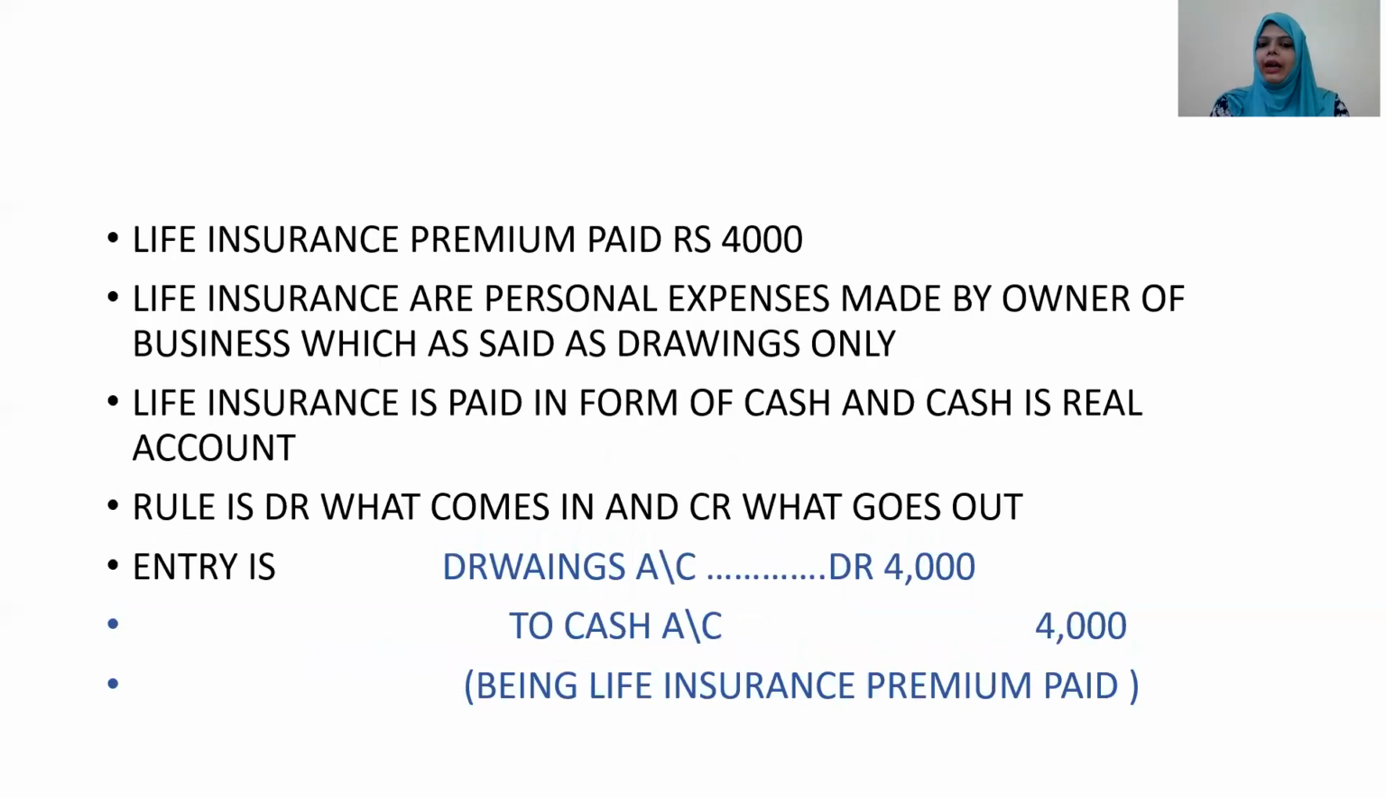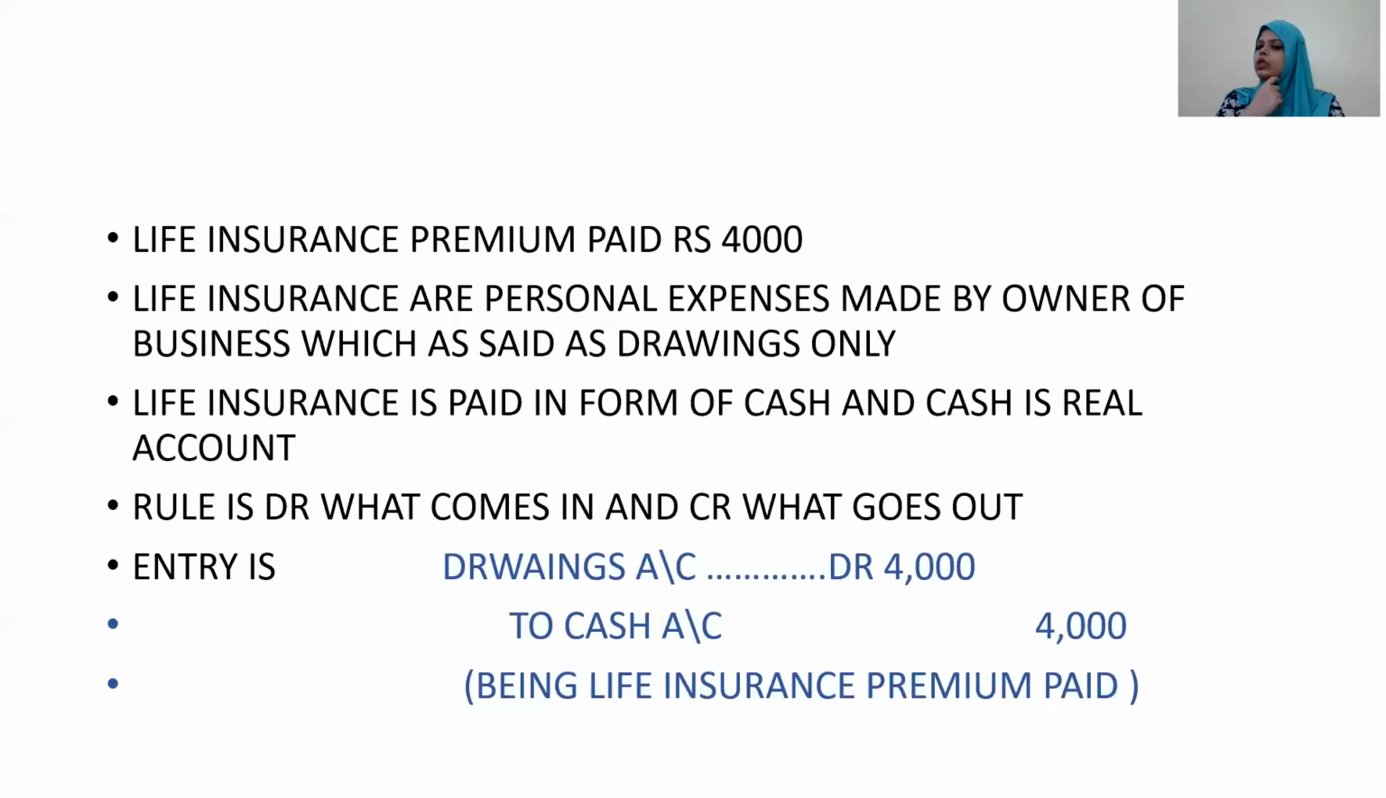The next is life insurance premium paid rupees 4,000. I explained to you what life insurance premium is. It is a personal expense, or we can say personal expenditure. So all personal expenditure or all personal expense belongs to drawings account. So life insurance premium is a personal expense made by the owner of the business. It is paid in the form of cash, and cash is a real account. So the entry, what comes in and what goes out.